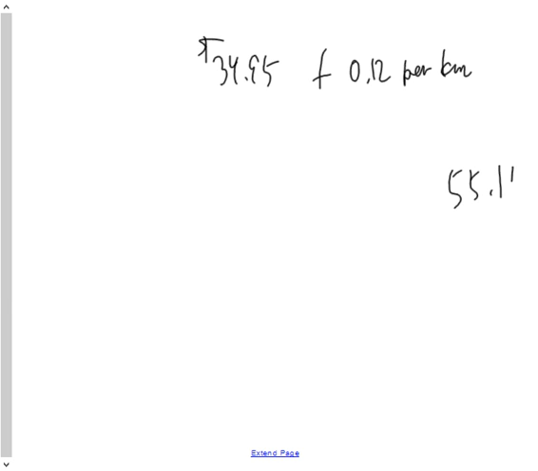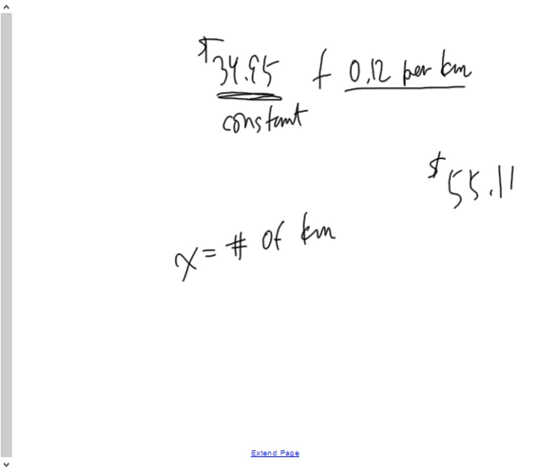Question 14. Hiroshi paid $34.95 to rent a car for a day. That's what he paid, plus 12 cents per kilometer. At the end of it, when he paid his bill, the cost was $55.11 before taxes. How much did he drive? So he paid this amount regardless of how far he drove. This is going to be the constant in your equation, because no matter how far he drives, you're going to have to add that to it. And it's 12 cents per kilometer. So x will equal the number of kilometers he drove.